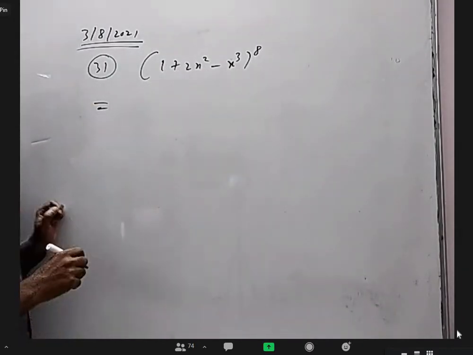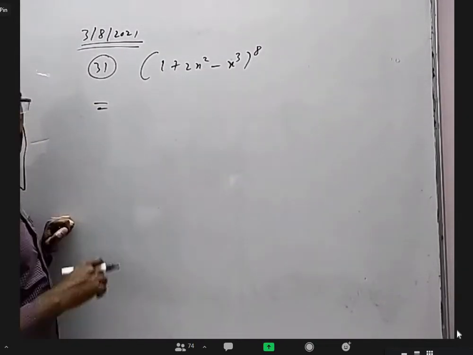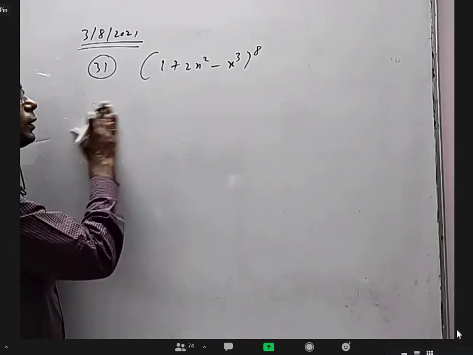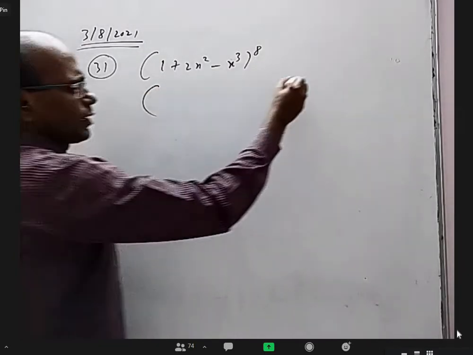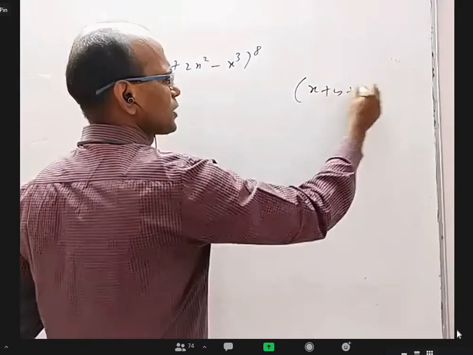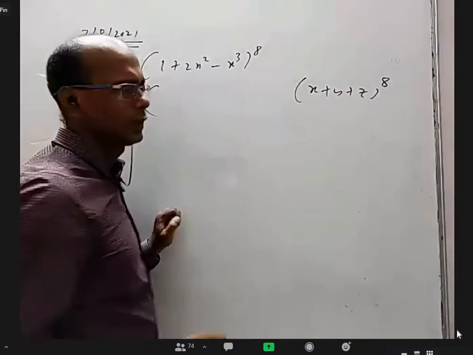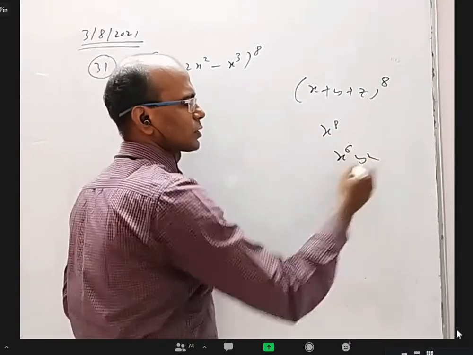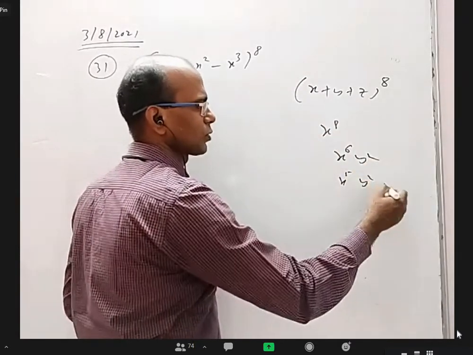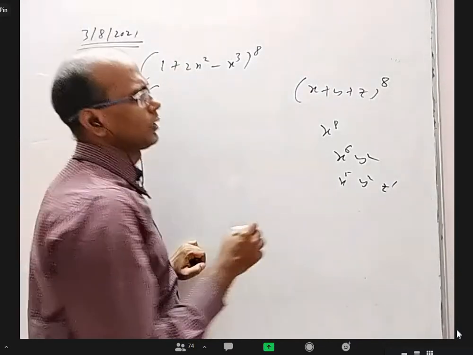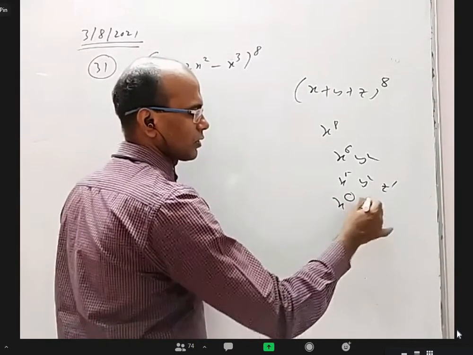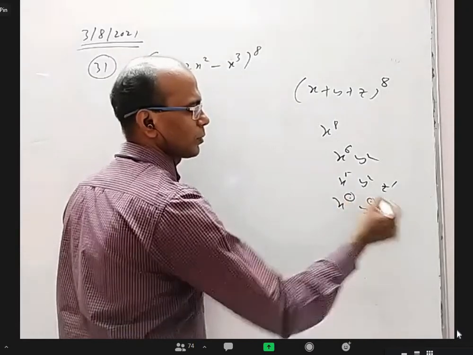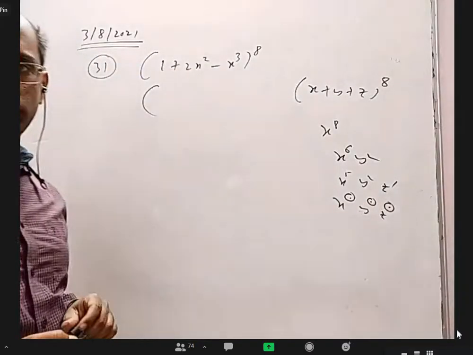Okay. This one, by the trinomial theorem, let us see how to expand. What is the trinomial theorem? If I have x plus y plus z whole power 8, I can get any term. I can take x power 8 or x power 6 into y square or x power 5 into y square into z power 1. I can do anything. But x will have some power, y will have some power, z will have some power, and the sum of the powers should be 8.